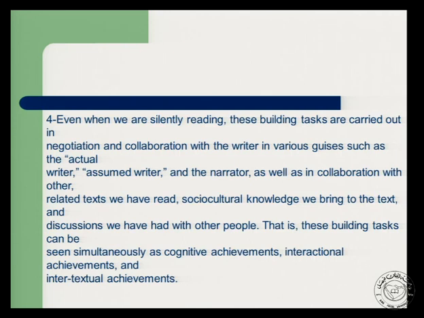the writer in various guises, such as the actual writer, assumed writer, and the narrator, as well as in collaboration with other related texts we have read, sociocultural knowledge we bring to the text, and discussions we have had with other people. In other words, once we write something, once we say something, the sociocultural knowledge we have is indeed exploited, is indeed used to help you understand. It is to be taken into consideration. Why? Because something that could be said here might be understood in a way that the same thing, if it is said in another place, might be understood in another way.